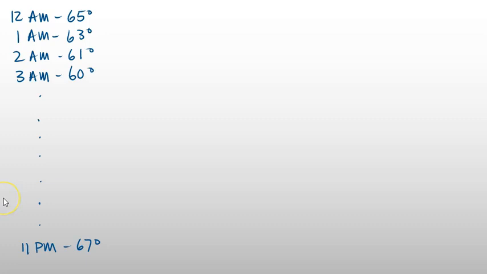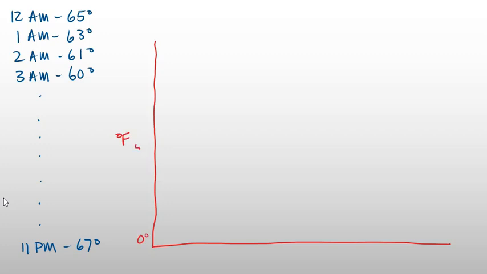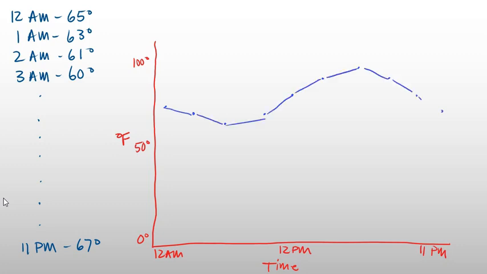Now, at the end of the day, we can take those temperature measurements and we can plot them on a graph like this. On the left side, we could have degrees Fahrenheit, and on the right side, we could have time, and we could plot each of those data points throughout the day, and then we could draw a line to connect those data points, and we'd basically have a chart of what we measured.